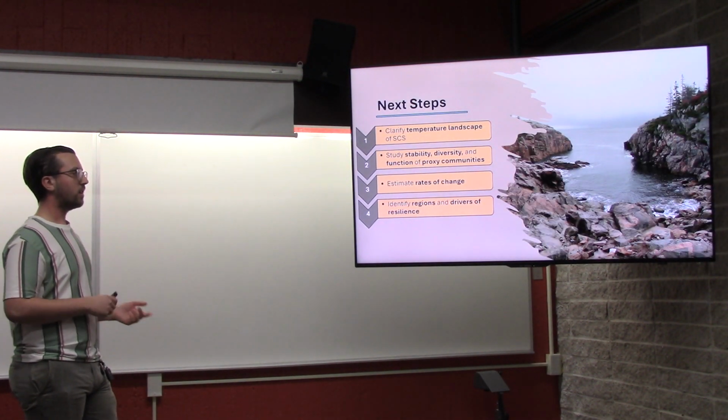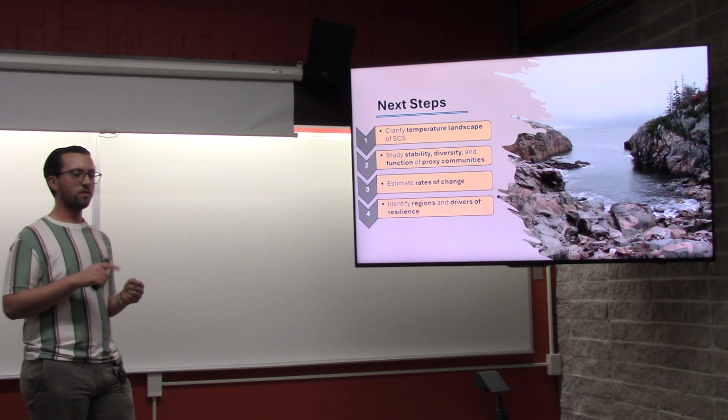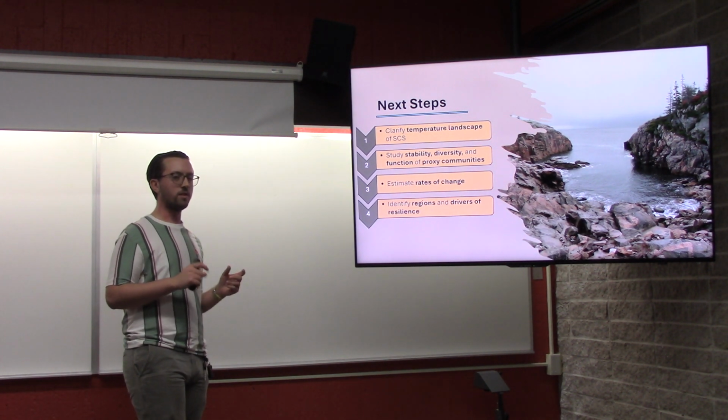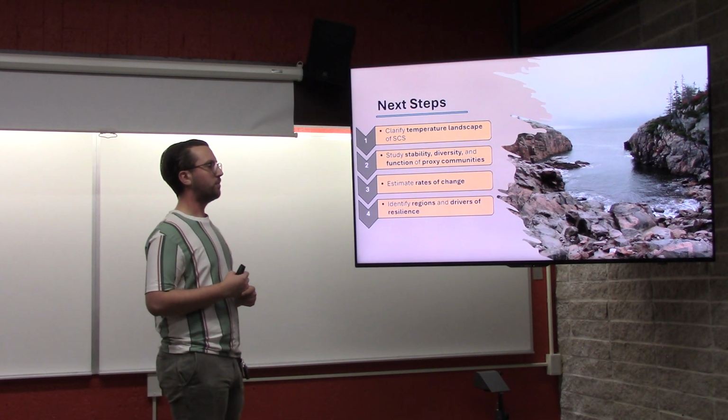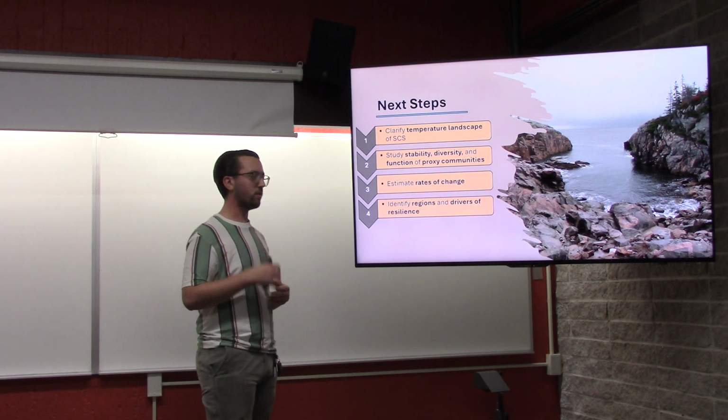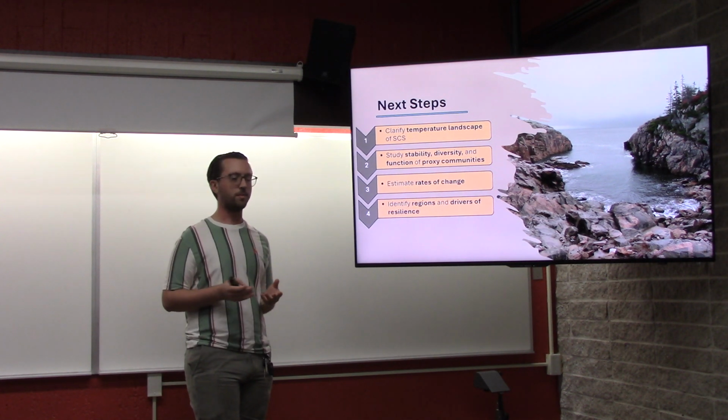Now that I've done that, I'd like to clarify the temperature landscape of the Scotian shelf and figure out the relationships between measured latitude, longitude, and sea bottom temperature in particular, because the expectation I might have had, that going farther north would result in lower diversity, seems to not be true.